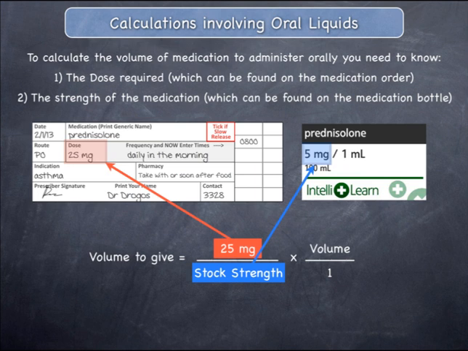The stock strength can be found in the concentration of the medication. It is the first numerical value before the backslash sign. In this case, it is 5 milligrams. The volume can also be found in the concentration of the medication, which is printed on the medication bottle. It is the numerical value after the backslash sign and always specified in mils. In this case, it is 1 mil. The required calculation is shown.